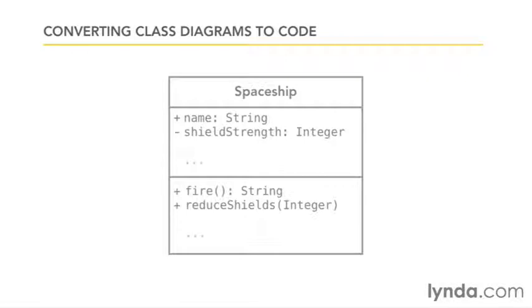So this will be a spaceship class. It has two attributes. One's called name, which is a string, and the other is shield strength, which I've said here will be an integer. Name is public and shield strength is private, meaning it would be hidden from other objects directly. And it has two operations, two behaviors. They're both public. Fire is going to return us a string, and reduce shields returns nothing, or at least nothing that's written in this diagram, and takes an integer. Very straightforward, very simple. Obviously, a full spaceship class would have a lot more behaviors than this, but it will allow us to illustrate some of these concepts.